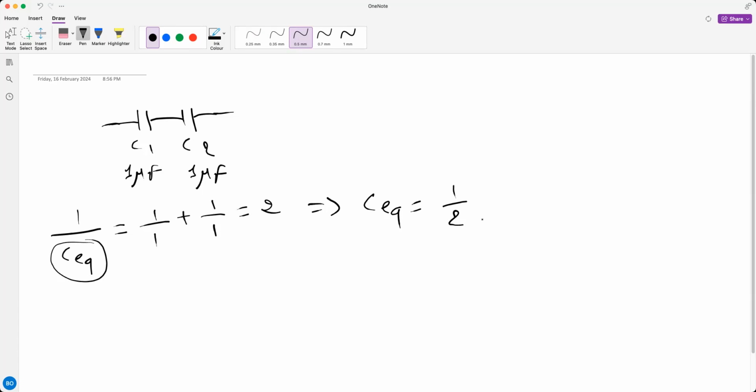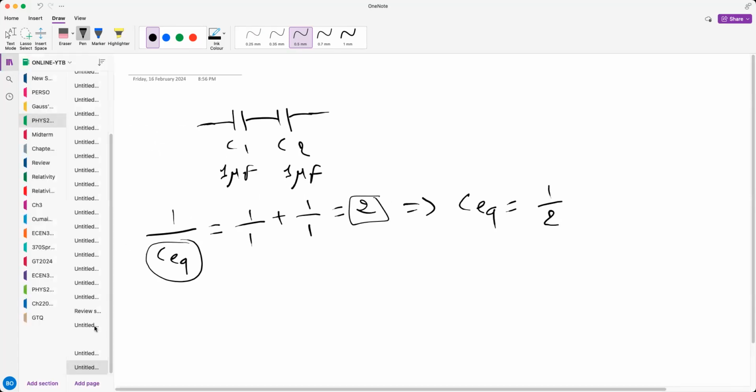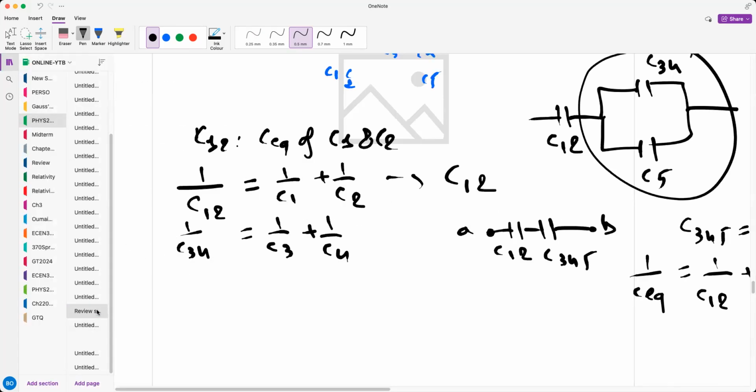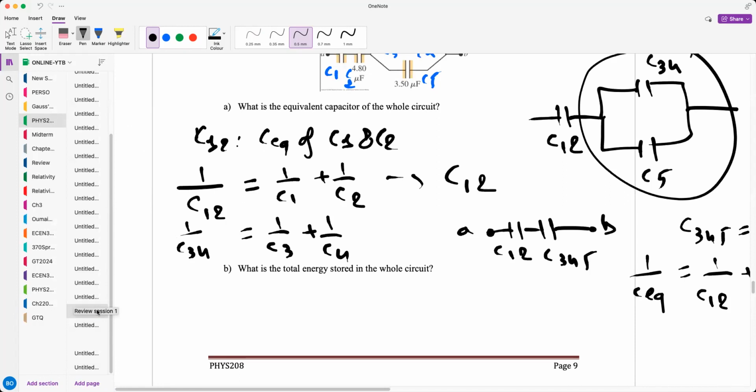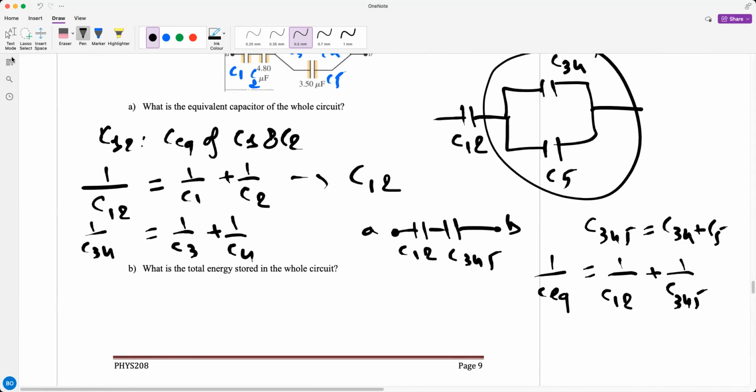Please don't forget this. Many students do the same mistake. In series, don't forget to flip. Because sometimes you are happy that you found the 2, and then you say, okay, C equivalent is 2. No, it's not 2. You have to flip it. Please don't make this mistake, because you can see that it will just give you everything wrong.